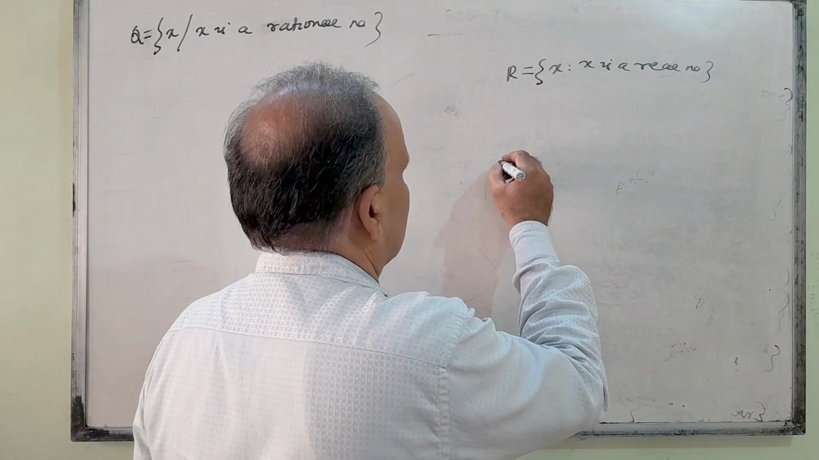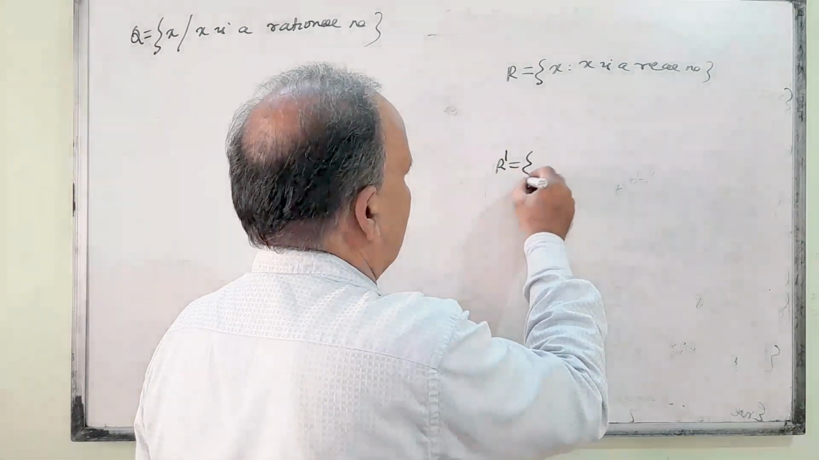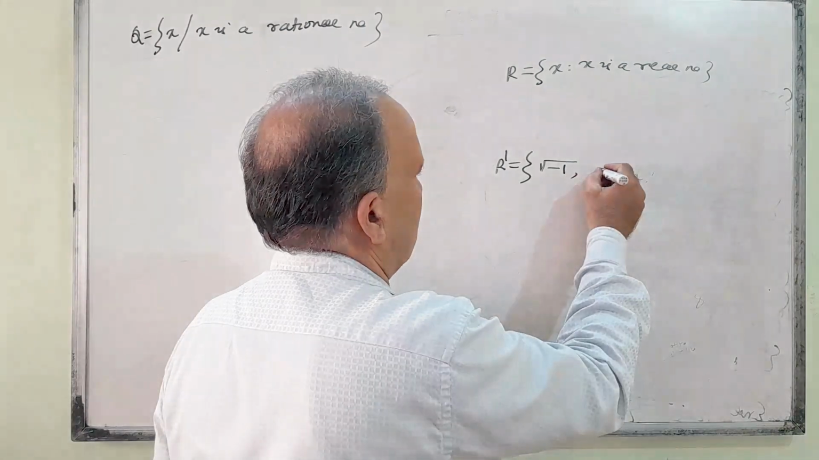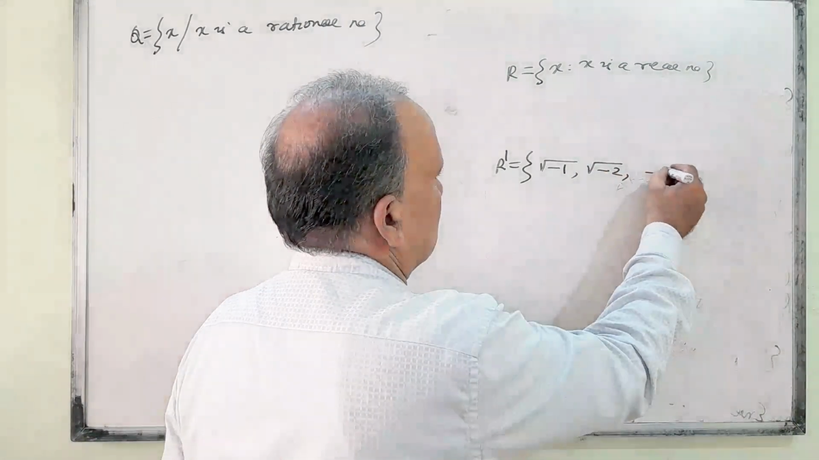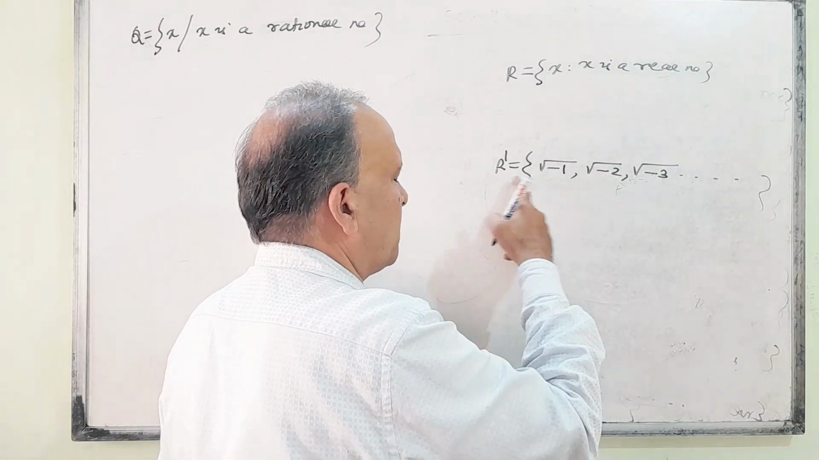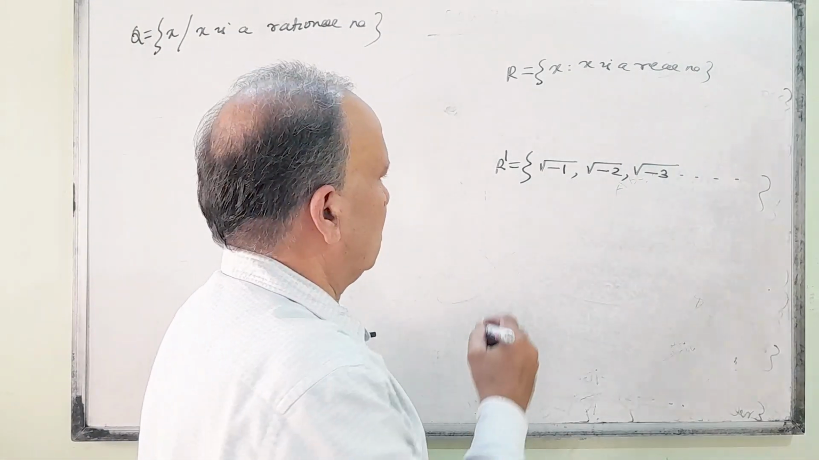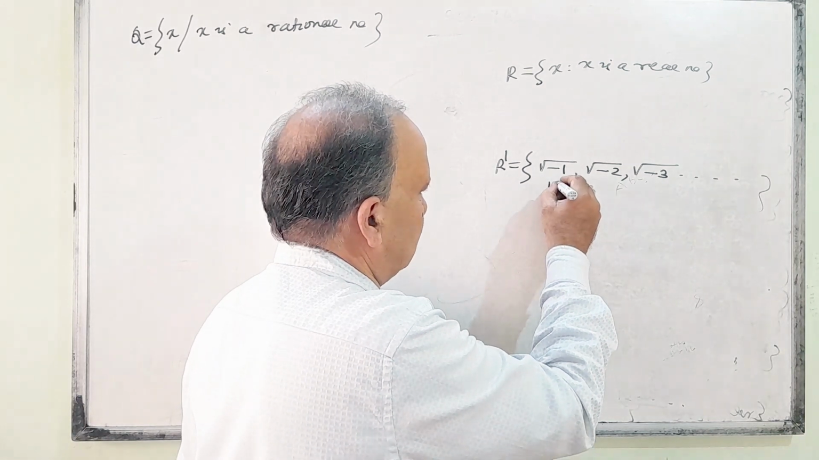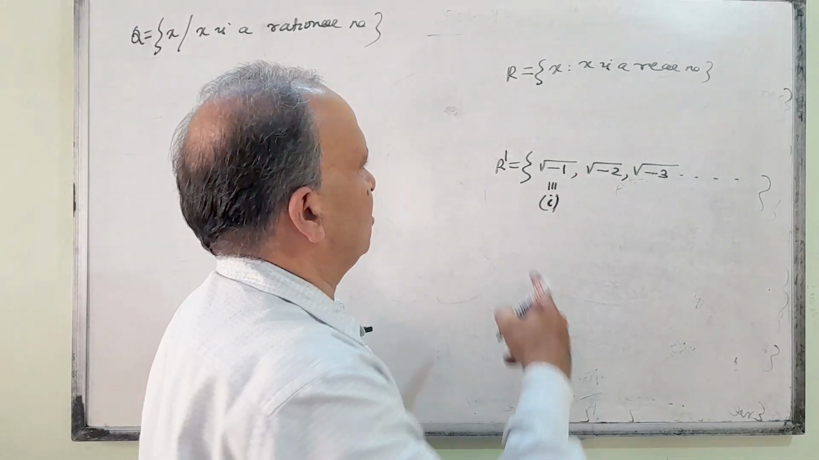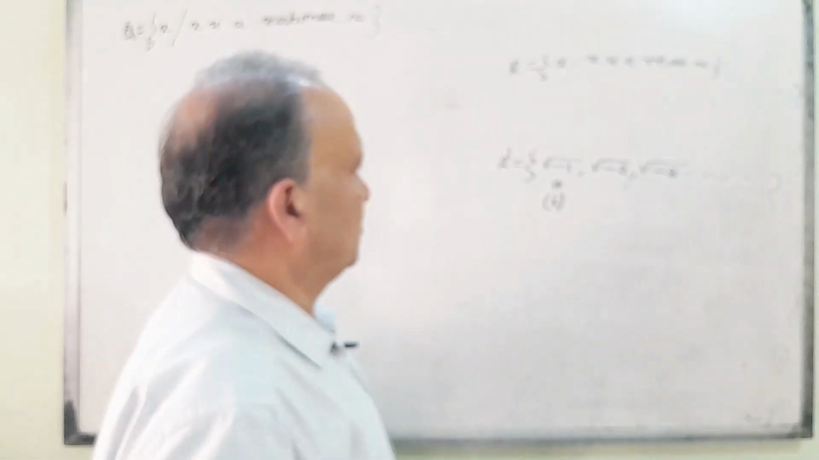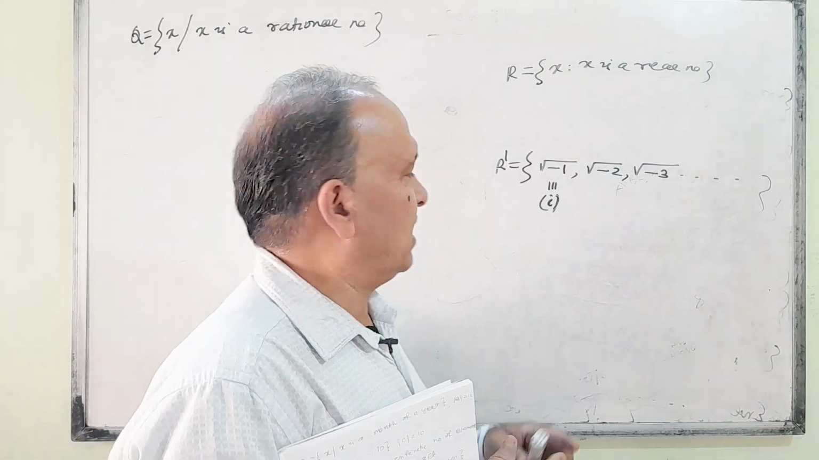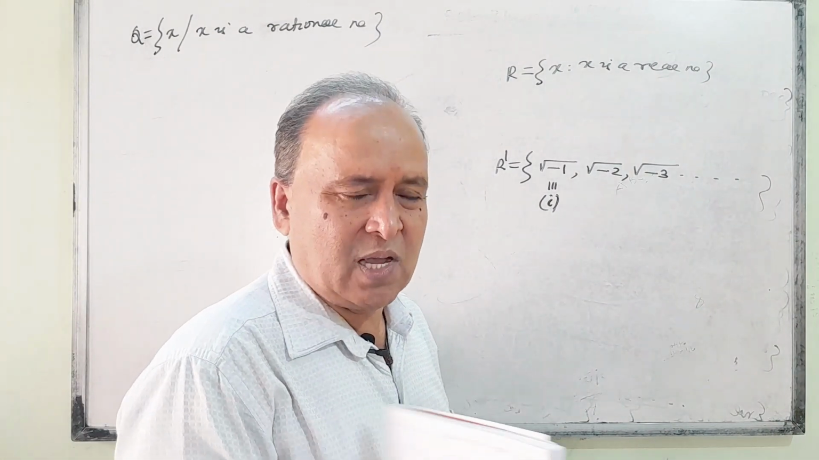Suppose you take the square root of a negative real number: root over minus 1, root over minus 2, root over minus 3, like this. These are the imaginary numbers. Your root over minus 1 is symbolized as i. This symbol i is your imaginary number. So it is also an infinite set. The set of real numbers is an infinite set, and the set of imaginary numbers is also an infinite set.